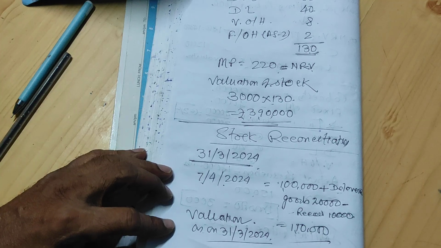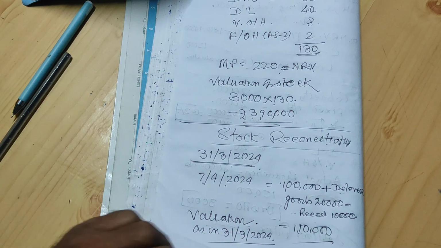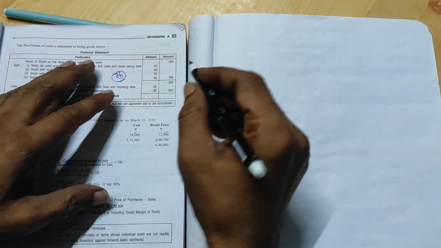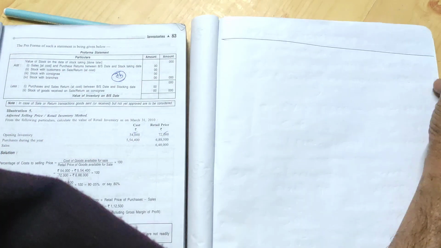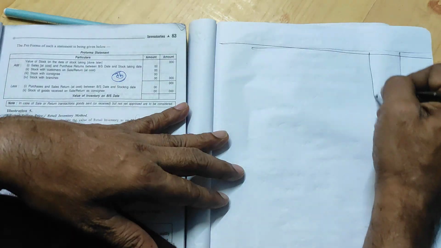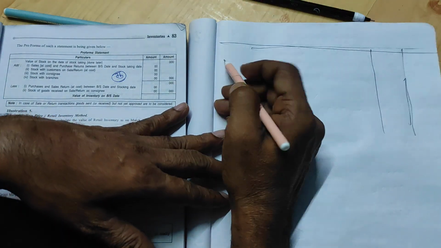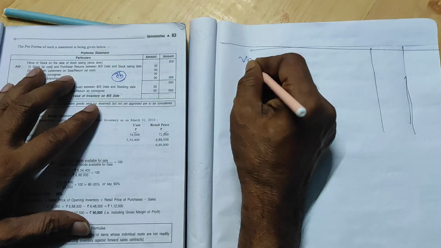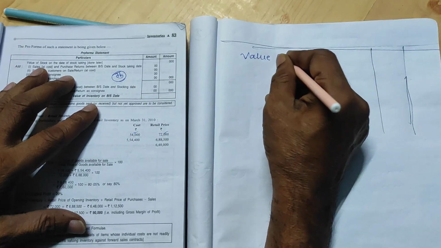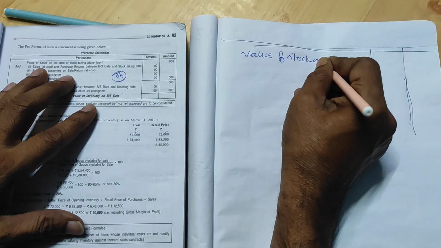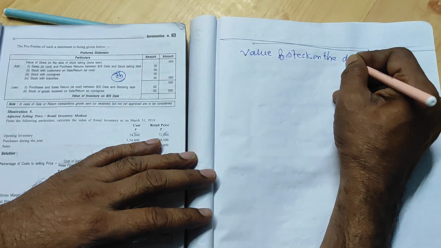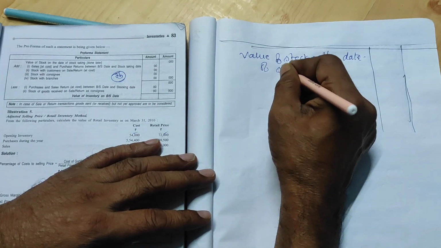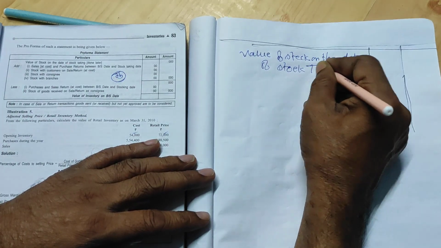Fine. We have to take a sum on the stock reconciliation also. So we shall take a particular format by taking some numerical examples. First, value of stock on the date of stock taking. I have already explained the matter. Fine.